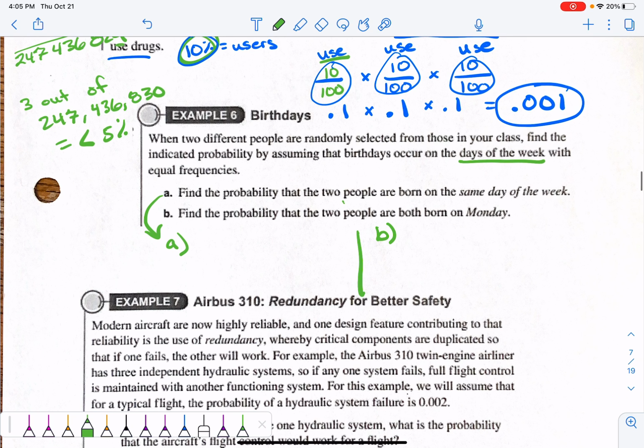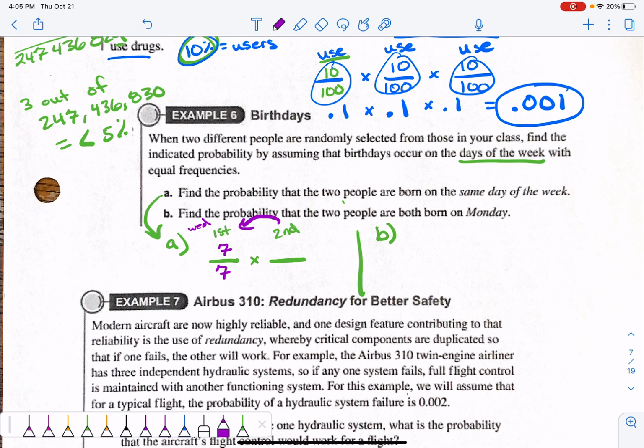Okay, so part A, two people born on the same day of the week. It doesn't matter what day they are, just as long as it's the same day. So I could have 2 Mondays, 2 Tuesdays, 2 Wednesdays, 2 Thursdays, etc. Okay, so let's talk about our first person and our second person. Our first person could be born on any of the 7 days of the week, so he has a 7 out of 7. He can choose whatever day he wants. But this second person has to match the day that he's on. So let's say this first person was born on a Wednesday.